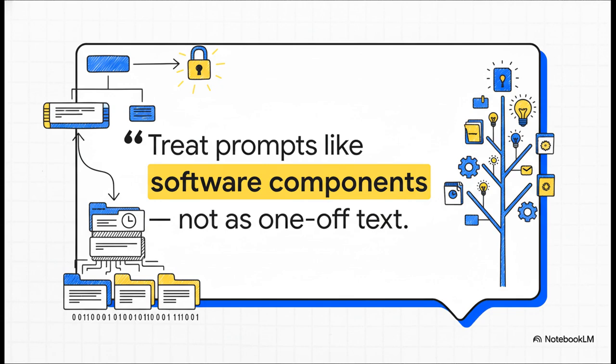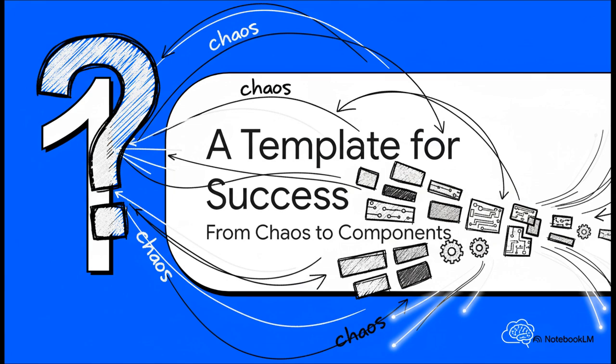So here's the solution. It's a fundamental mindset shift. You have to stop thinking of prompts as just some disposable text you throw at an API. You need to start treating them like real software components. Modular, versioned, reusable. This one idea, right here, is the key to building AI applications that can actually scale and be maintained.